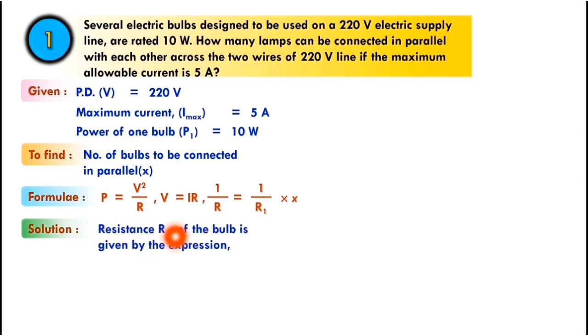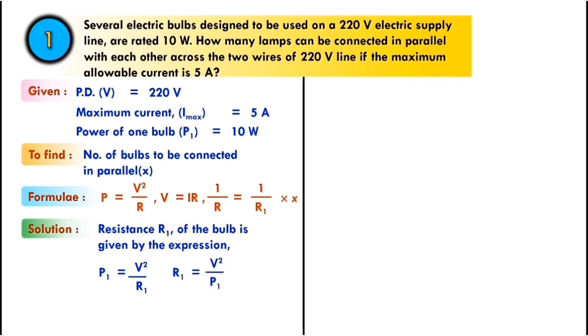So let R1 be the resistance of one bulb. From this formula we can easily find the value of R1. We know the values of V and P, that is 220 and 10 watt respectively. So R1 equal to 220 whole square upon 10 equal to 4840 ohm, and mark it as equation 1.